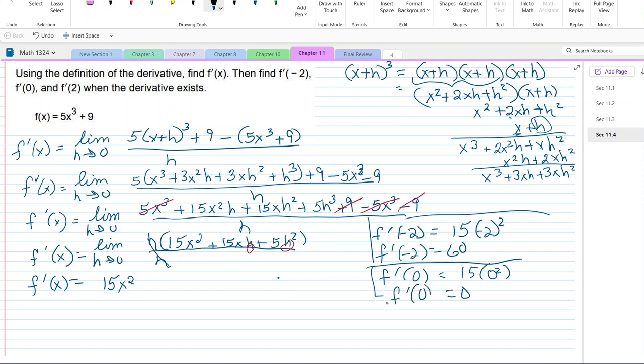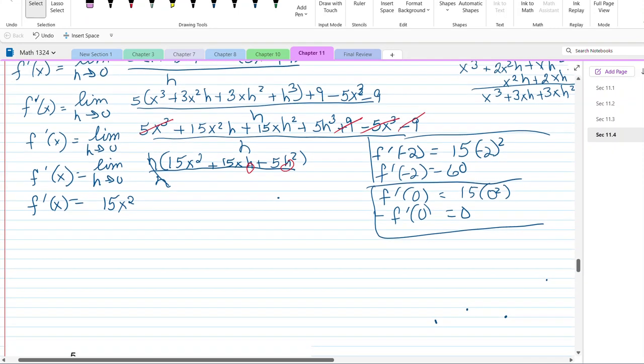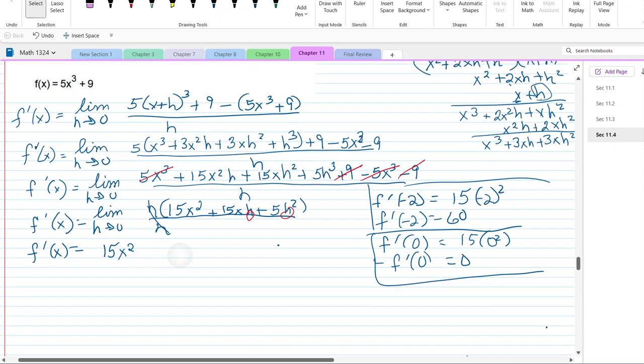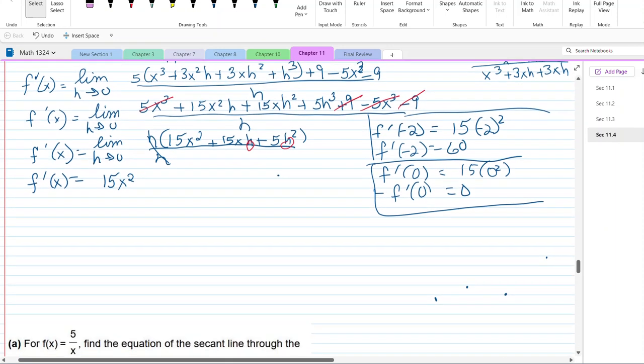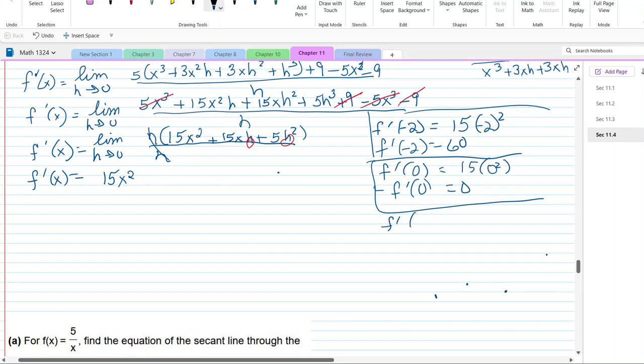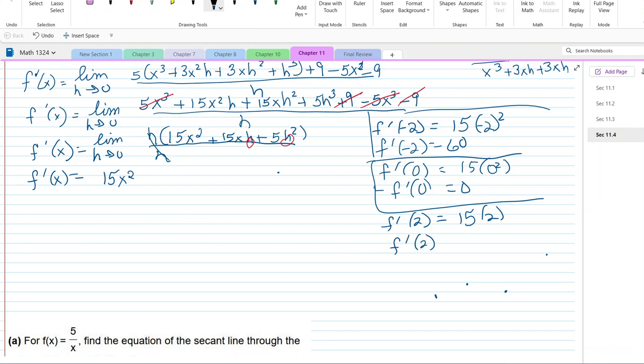What this says is it's a horizontal line. No slope at that point, a turning point of the function. And then the last one is 2. Of course, this one's the same as the other one, a positive 60. All right. So there you have it.